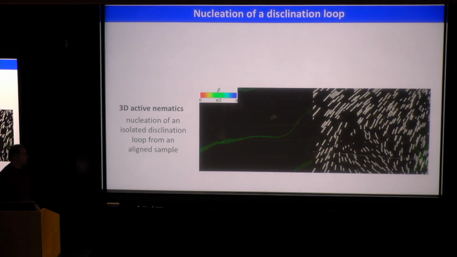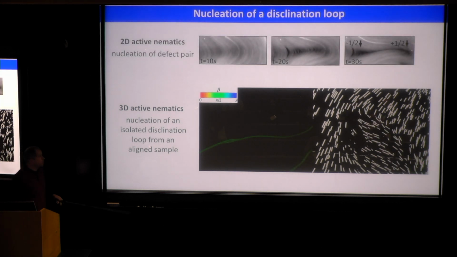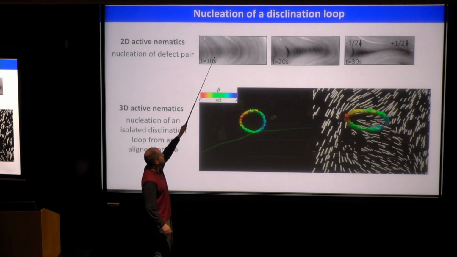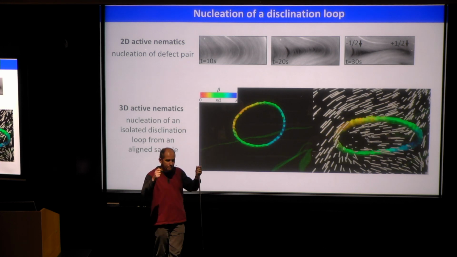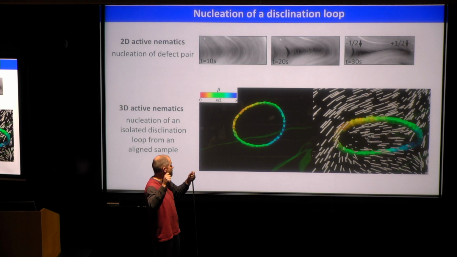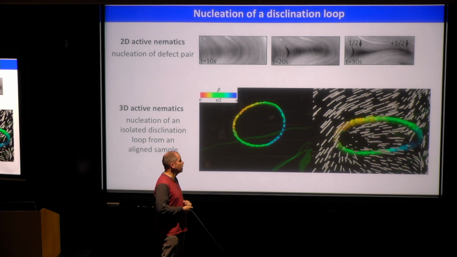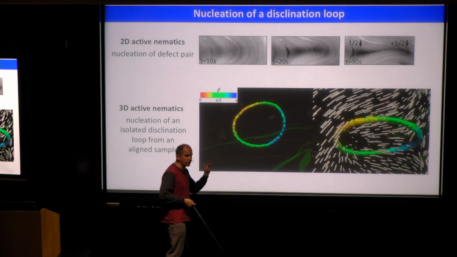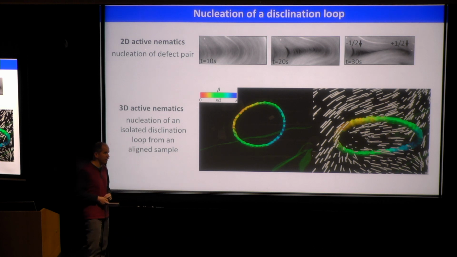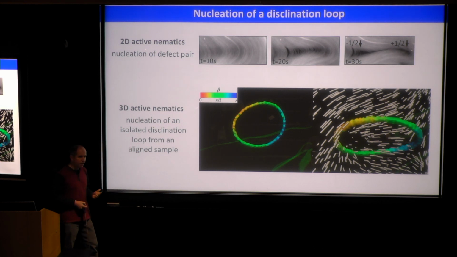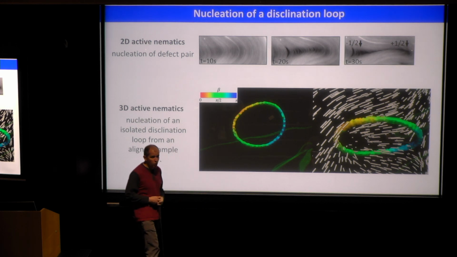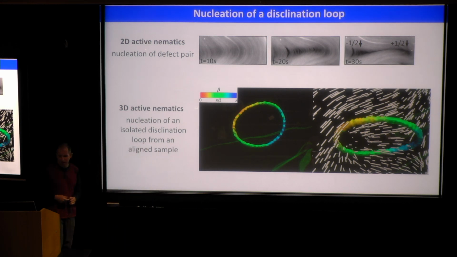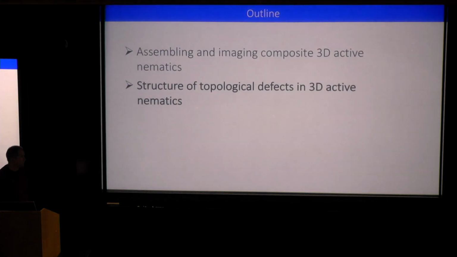And this is very different, right? Because in a two-dimensional sample, the loops always appeared in pairs. You always had a pair of a +1/2 and a -1/2 loop appear simultaneously. Here we have a single defect that appears, and that would suggest that this structure actually has no topological charge, even though locally it suggests there is a topology.